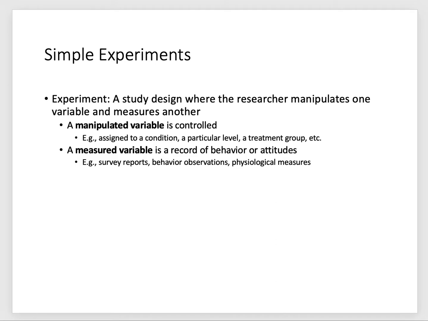Like I mentioned before, a manipulated variable is controlled. Somebody may be assigned to a certain condition. They may be assigned to get a certain treatment, or be part of a group that gets something like a bigger pasta bowl to serve themselves out of. The measured variable is a record or a report. It's something that the participant reports on themselves. It could be a behavior that's observed or a measure that's taken, even physiologically, from them. It's not something that the researcher has any control over, but it's the outcome. The researcher is looking to see what effect this manipulated variable has on what people do or how they behave.